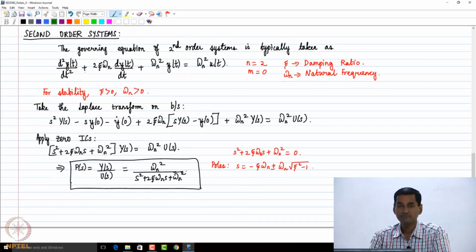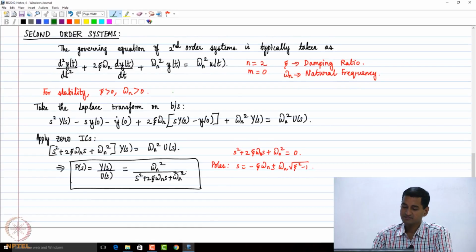So we stopped with the derivation of the transfer function of second order systems. We are considering the general governing equation of a second order system to be given by d squared y dt squared plus 2 zeta omega n dy dt plus omega n squared y equals omega n squared u. Applying the Laplace transform and using zero initial conditions, we obtain the transfer function to be omega n squared divided by s squared plus 2 zeta omega n s plus omega n squared. So that's where we stopped.